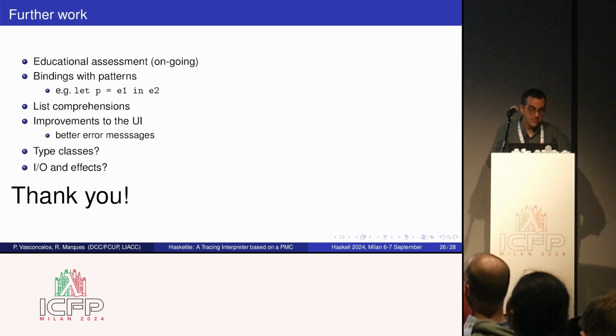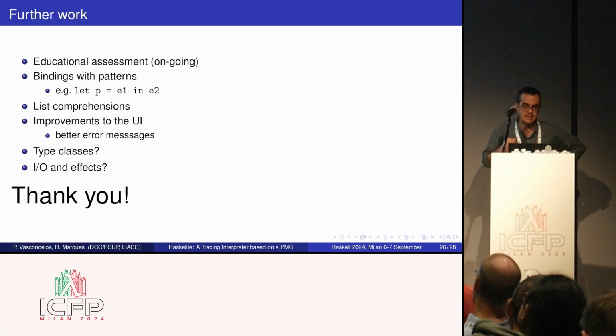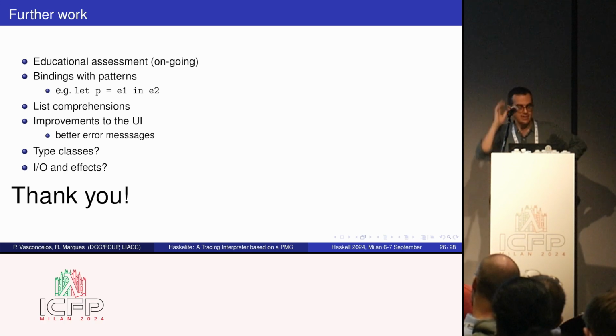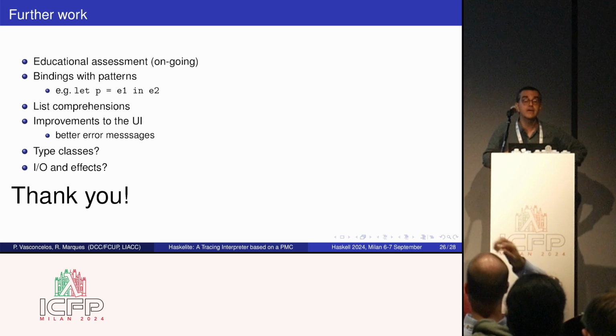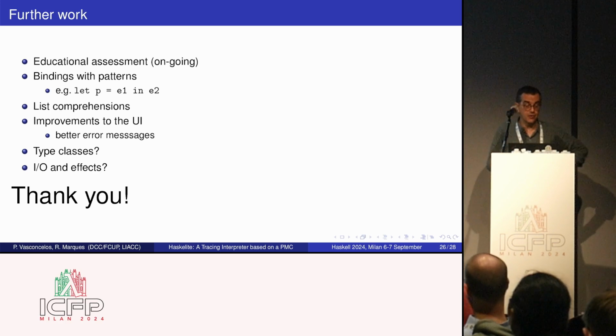So for further work, we're doing an educational assessment. Last semester we taught functional programming using Haskelite. We asked students for feedback. Spoiler alert, a better error message is what every student asked for.